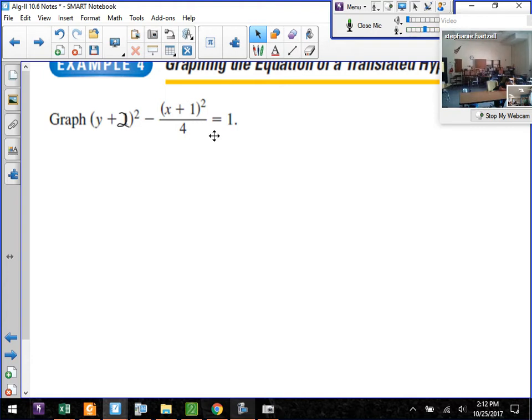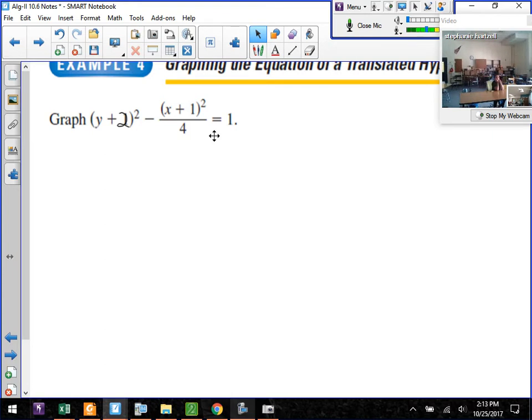Let's try the next number. I have the equation (y + 2)² − (x + 1)²/4 = 1. So now we have to figure out which one it is. Is it a circle, an ellipse, a hyperbola, or a parabola? Well, we know it's not a parabola because it has an x squared and a y squared. Which one of those three left over has a subtraction? Hyperbola. So this tells me I have a hyperbola.